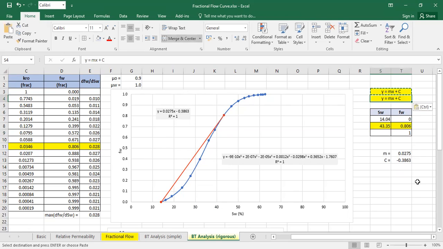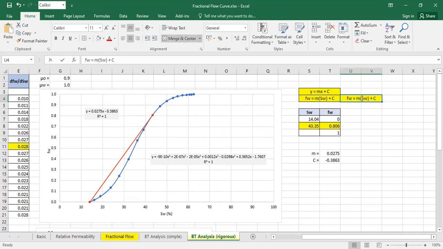I can rewrite the equation like this. So y is actually fw and x is actually water saturation. So it's like this. Okay, so to calculate the Sw, it's very simple. So it's just fractional flow minus intercept, and then everything divided by the slope. Okay, or if you want to make it on the left, it's like this. Okay, so you get the water saturation by 1 minus intercept divided by slope.